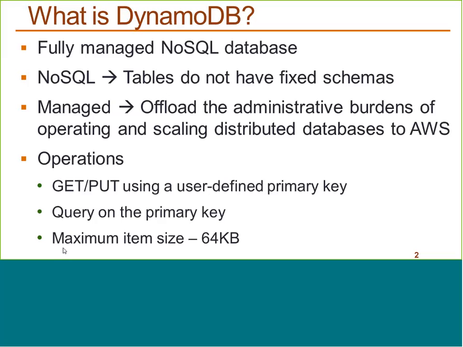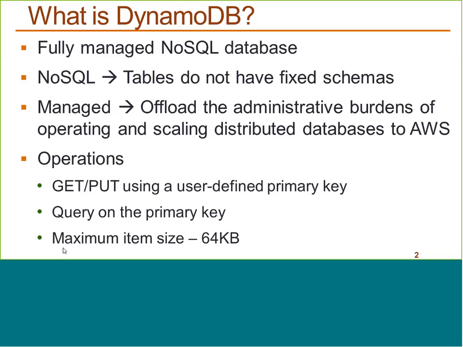So DynamoDB is one type of NoSQL database. NoSQL means that the tables do not have fixed schemas. In a relational database, you will define a table which has, let's say, 10 columns, and then every row in that table will have those 10 columns. You can't say that some rows have 20 columns, but other rows have only 5 columns. Those kinds of things are not possible.